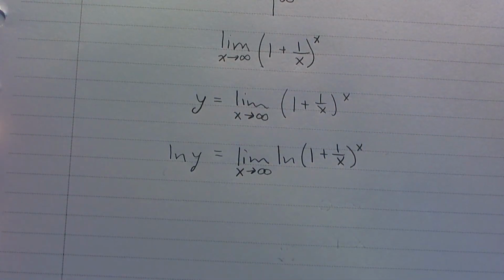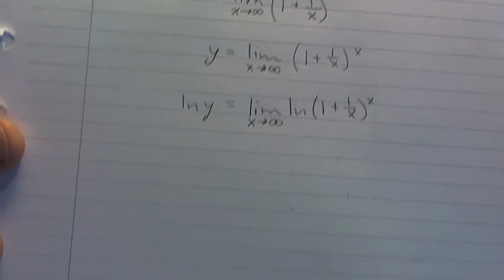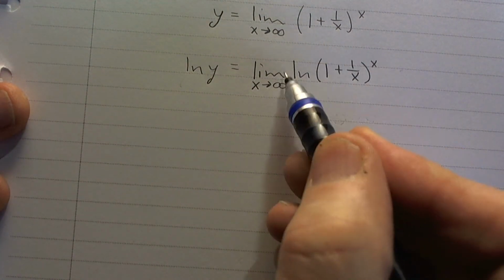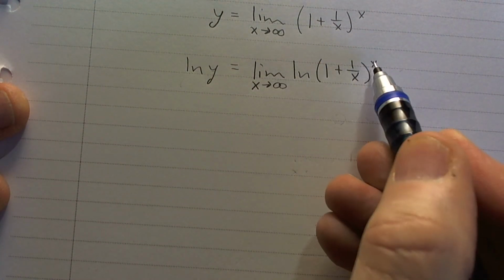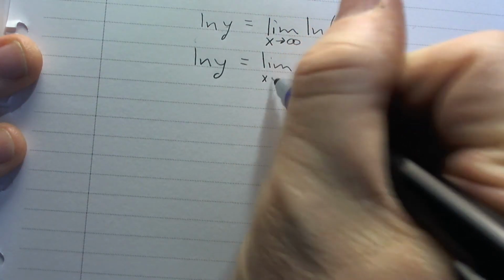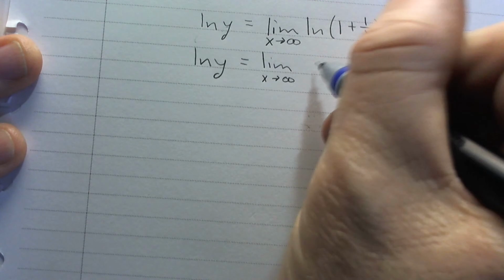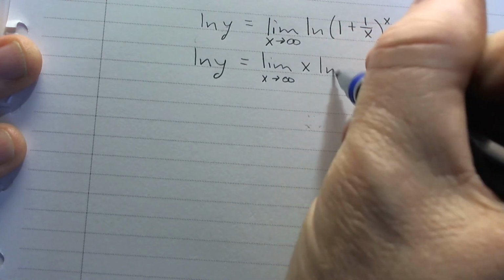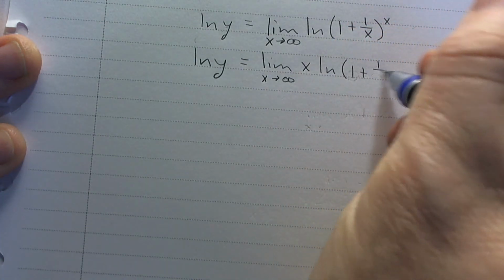Now the reason we do that is because now I can bring this x around front. See, one of the properties of log. So now I've got log y equals the limit as x goes to infinity of x log 1 plus 1 over x.